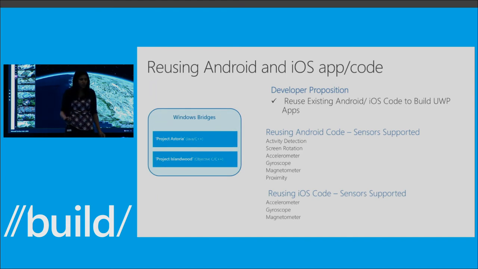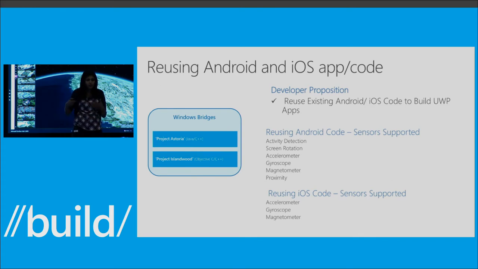So now moving on to the next topic, which I'm sure you have seen in the keynotes. Starting with Windows 10, we have this concept of Windows bridges, so you can start reusing your Android and iOS apps and bringing them onto Windows. There are two efforts. One is Project Astoria, which is about reusing your Android code.